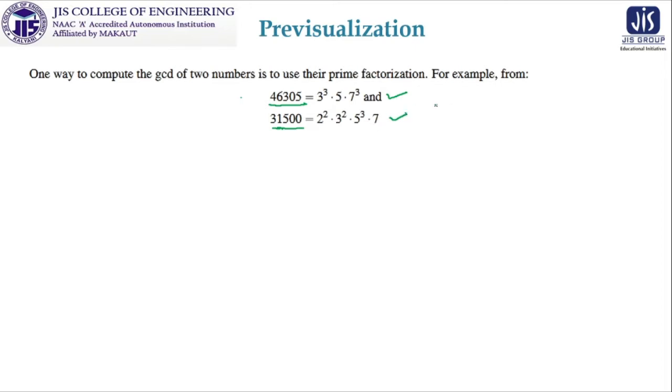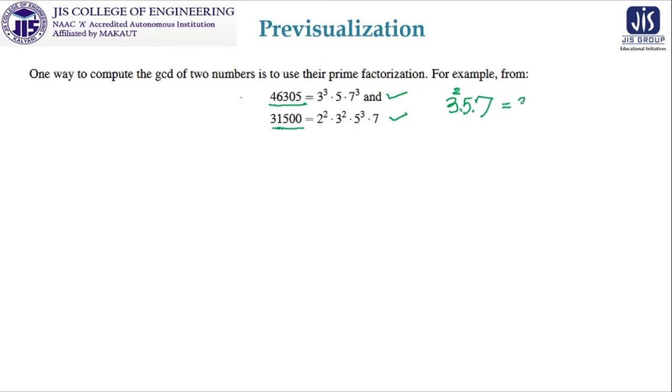So what are the common prime factors? 2 is not common, but 3 is present here and also here, so we can take 3. There is 5 and also 5, so we can take 5, and 7 is present in both, so we take 7. Here we have 3 cube and 3 square, so the maximum common part is 3 square. Then we have 5 and 5 cube, so it will be simply 5, and then 7 cube and 7, so you keep 7.